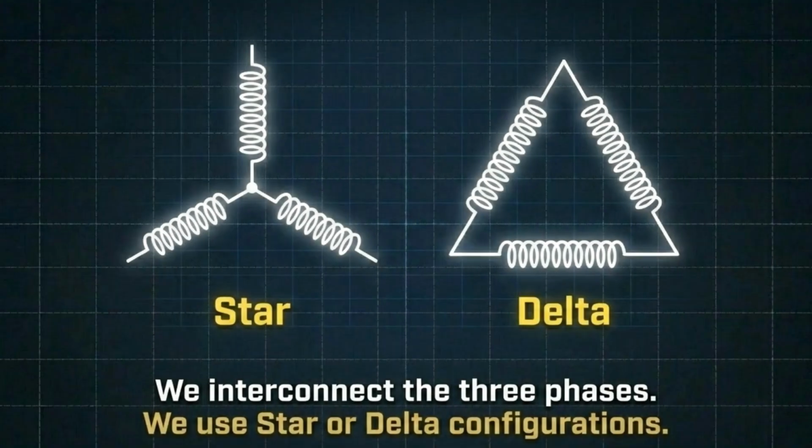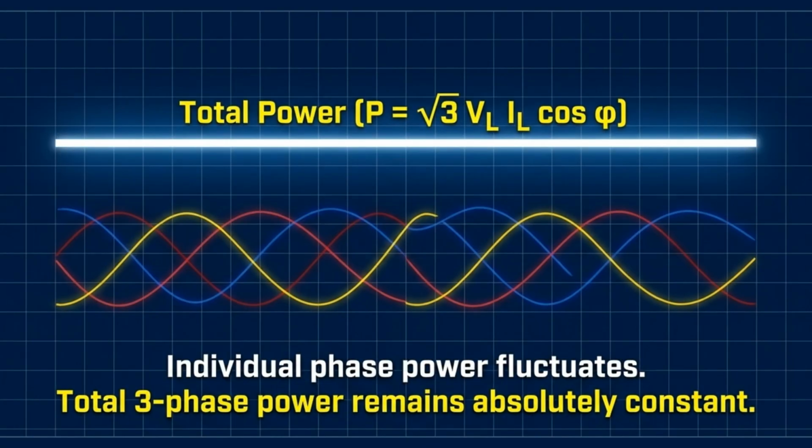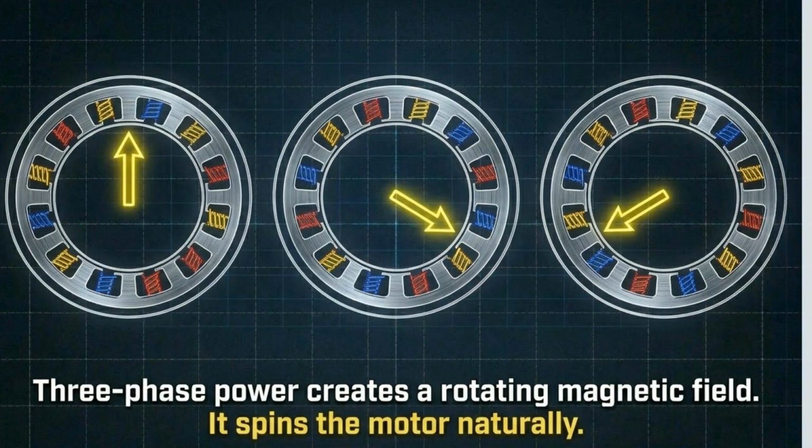To distribute this power, we interconnect the three phases. The most common methods for doing this are star or delta configurations. While power in any individual phase may fluctuate, the total power in a three-phase system remains absolutely constant, providing a stable supply. Because three-phase power creates a rotating magnetic field, it spins an electric motor naturally without needing additional components.